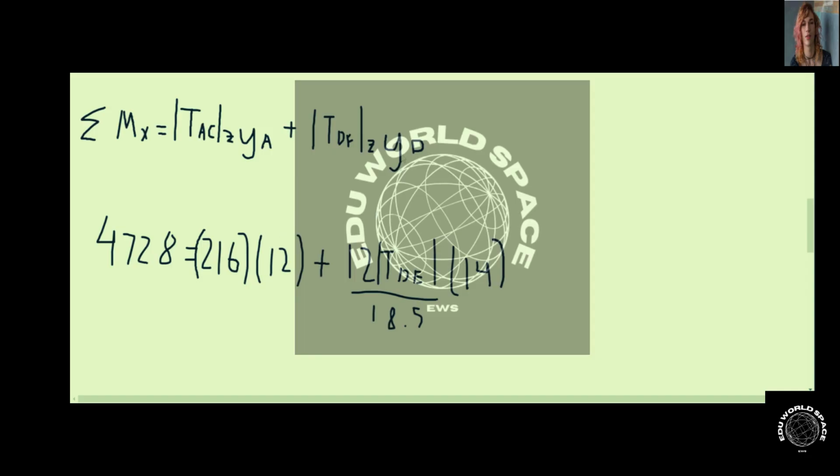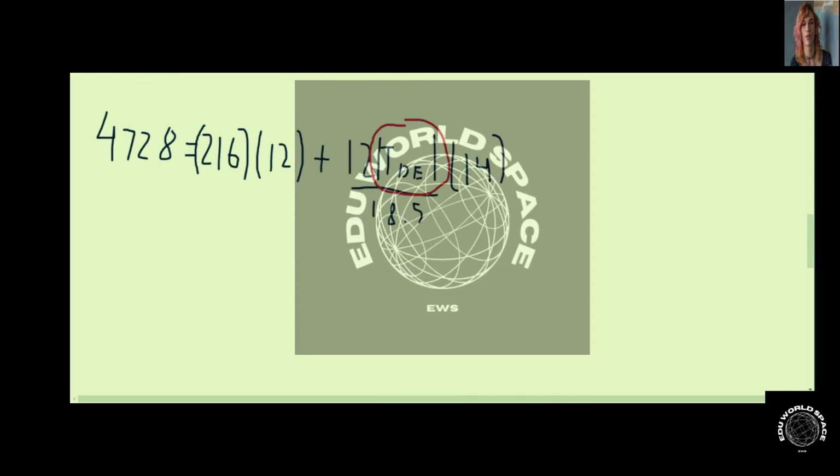And now we take this equation here and we solve for this unknown value. So after doing algebra and solving for that value, we get the magnitude of this tension to be equal to 235.214 pounds.